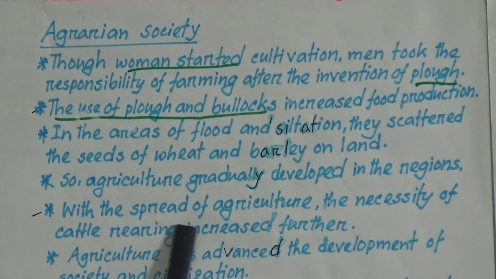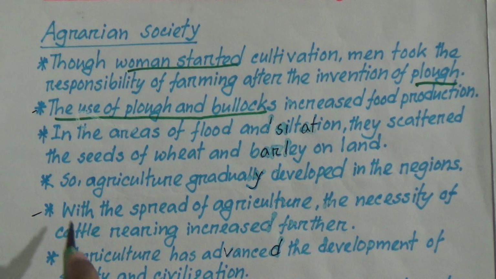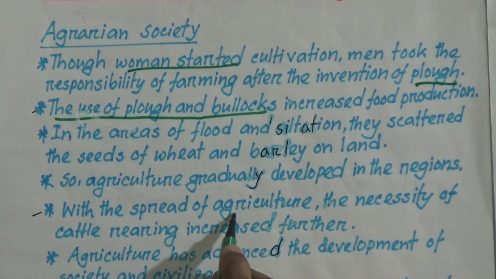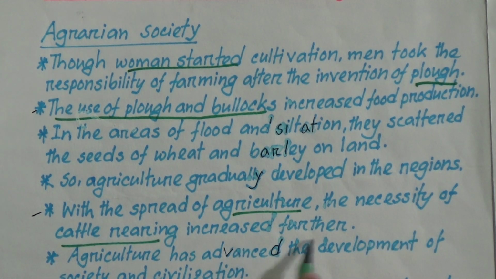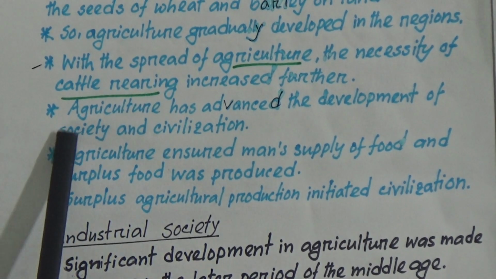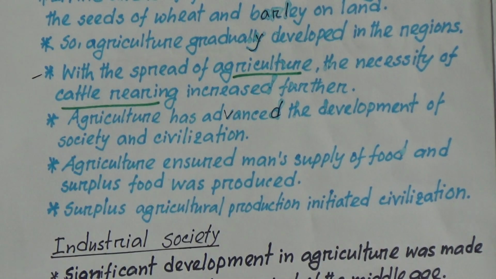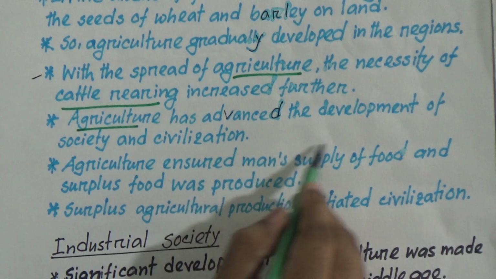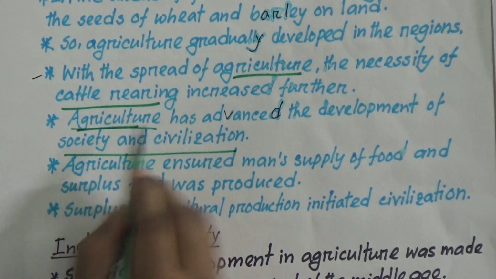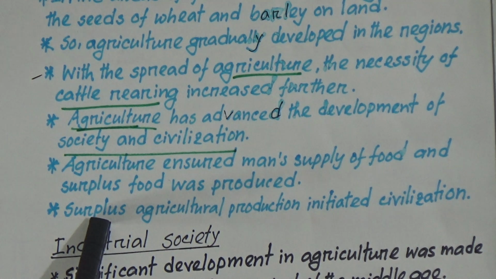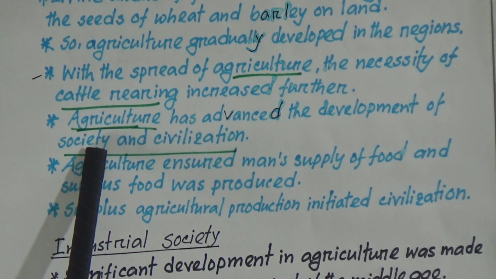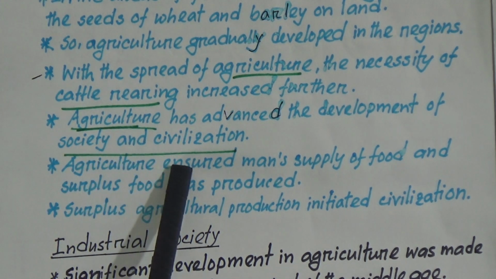Next one, with the spread of agriculture, the necessity of cattle rearing increased further. So this is very important. With the spread of agriculture, the necessity of cattle rearing increased further because the cattle were used to plough the lands. Next one, agriculture has advanced the development of society and civilization. So which has advanced the development of society and civilization? This is agriculture. Population increased in the regions which were suitable for agriculture. People of the society started living permanently.